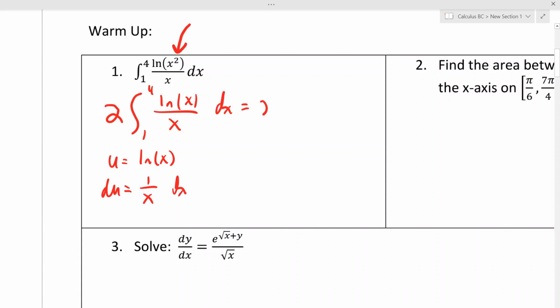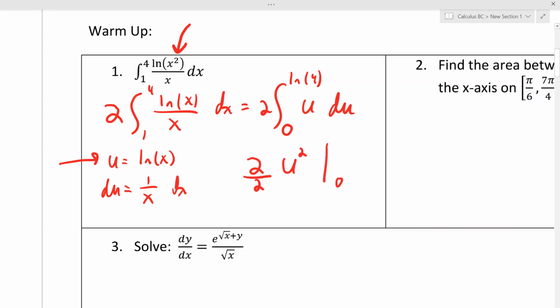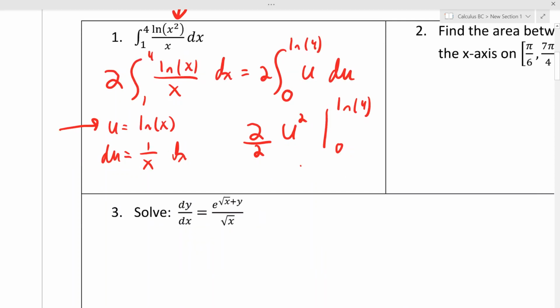So this becomes 2 times the integral of U du. Just got to remember to change the limits. It's not from 1 to 4 anymore. If x is 1, U is ln of 1, which is 0. And if x is 4, U is ln of 4. So this just becomes 2 times U squared over 2 from 0 to ln 4, which becomes, if you plug in ln of 4, ln of 4 squared minus 0. So that's the answer to that one.